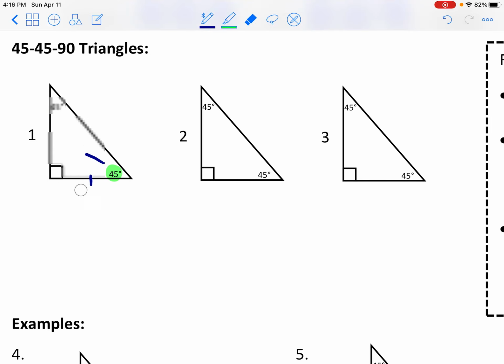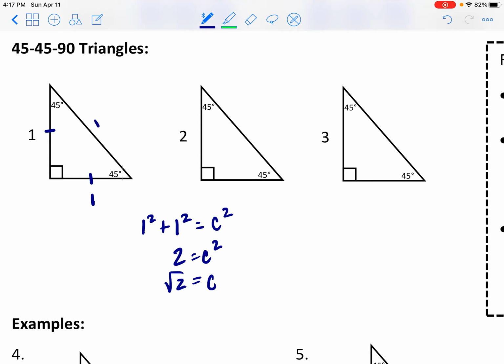So if those two angles are equal, those two sides are going to be equal. Knowing that this side has a value of 1 means this side's going to have a value of 1 as well. Technically we could use the Pythagorean theorem to find that third side, but again we're going to see some patterns occur here. So 1 squared and 1 squared equal c squared. 1 squared is 1, so 1 and 1 is going to make 2. That means c is going to have to be the square root of 2. So we're going to have a square root of 2 here.